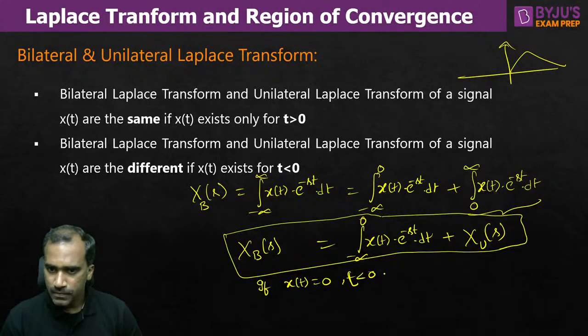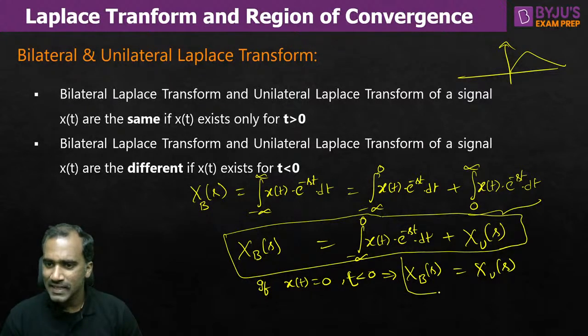If this happens, if x of t is 0 for negative values of time, this part becomes 0. Then bilateral Laplace transform and unilateral Laplace transform become exactly same. See this?